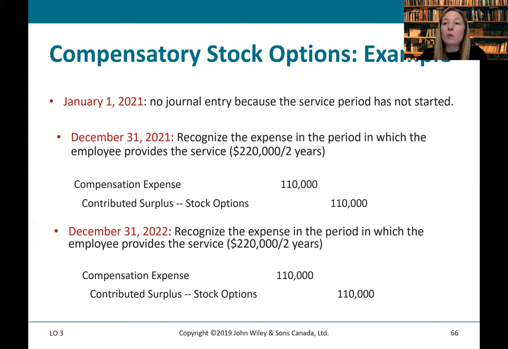December 31st, 2022. So there's been 1 year out of 2 years now that the senior management has held on to these compensation stock options. So they're going to recognize half of the $220,000 compensation expense that was generated by the option pricing model, which is $110,000. So the journal entry is going to be debit compensation expense through the income statement and credit contributed surplus stock options. Doesn't mean that they've exercised anything yet. This is simply the company accruing the fact that these options are out there, and that's what the value of them is expected to be.